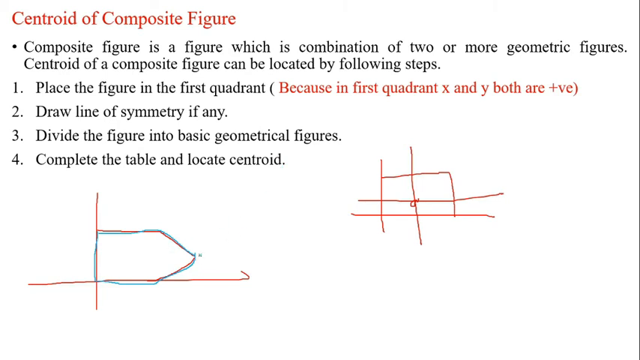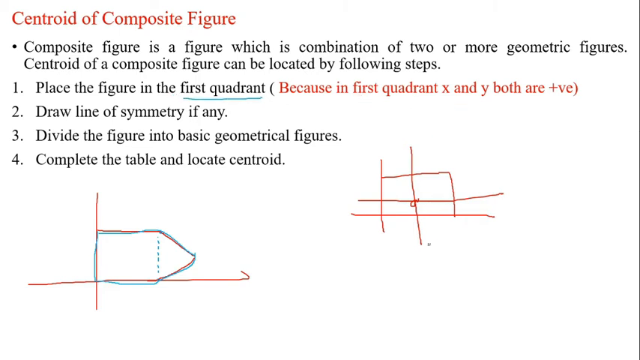Now, this figure is combination of two basic geometrical figures. So, the two figures are a square or a rectangle like this. Here I am drawing. So, this is the rectangle, and a triangle. So, combination of two basic geometrical figures, so this can be called as composite figure. So, here the procedure is step number 1, place the figure in the first quadrant.